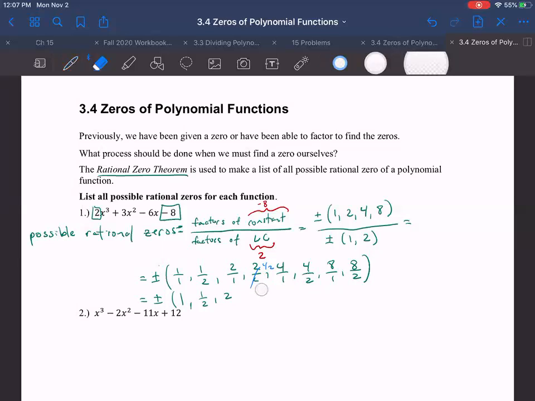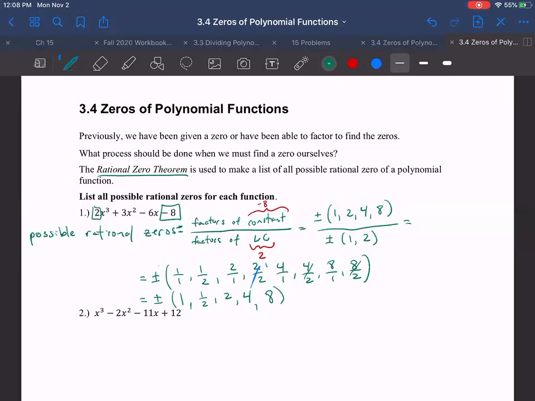And then I did do 2 over 4. Yes, that should be 2 over 2. My mistake. Thank you. I wrote 2 over 4. Anyway, that's 2 over 2. That's a 1. And we already have a 1. So that's just a 1. 4 over 1, that's a 4. 4 over 2 is a 2. We already have a 2. 8 over 1 is 8. 8 over 2 is 4. We already have a 4. So there we go. There are all of our possible rational zeros.